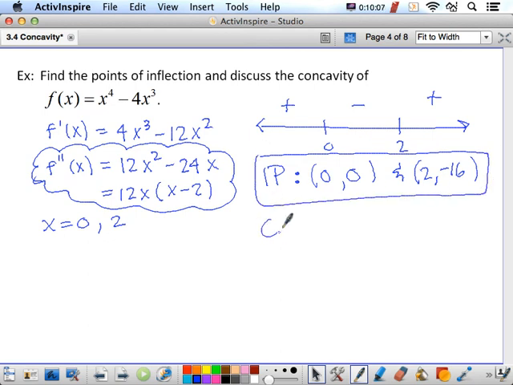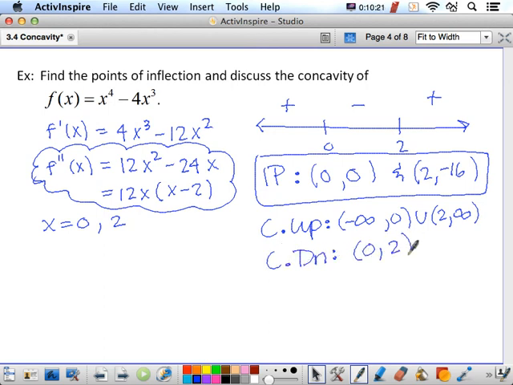Now I'll go ahead and list the concavity here, since it did ask us to discuss it. And you should be able to look at the graph of the original to verify those things. Now you may have to play around with your window range a little, because if we're going to see 2, -16, we're going to have to zoom out a little bit. But you should be able to see where the concavity is changing there.